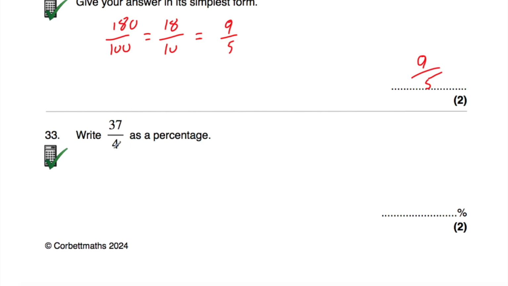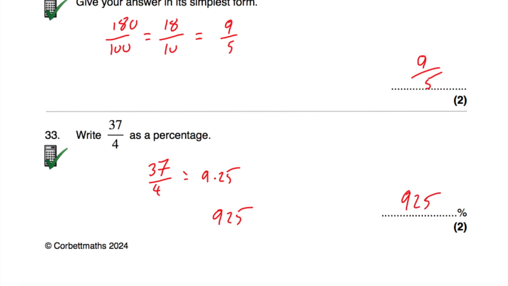So I'm just going to type this into my calculator, 37 on the numerator and 4 in the denominator, and then get it to display as a decimal, and that would be equal to 37 quarters is equal to 9.25. Now we want this as a percentage, so we're going to times that by 100, so that'll be 925. So that means our answer would be 925%, and that's it.